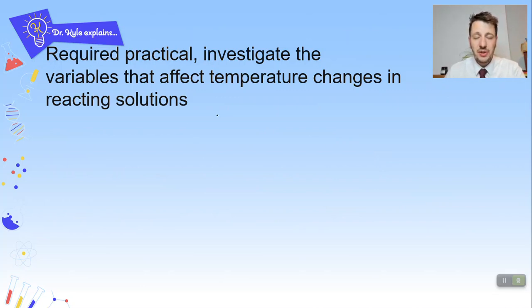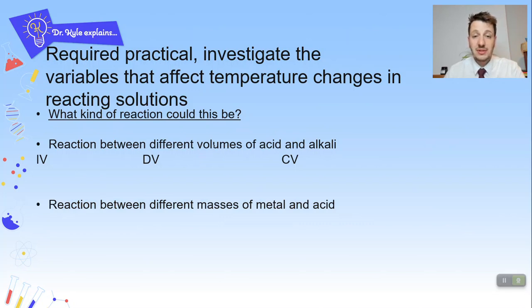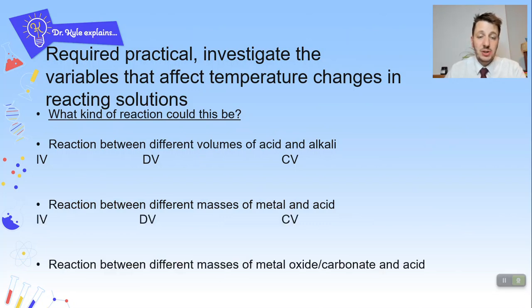It's a little bit different to other required practicals in that it can be asked in several different ways. So what kind of a reaction could this be? It could be the reaction between different volumes of acid and alkali. It could be the reaction between different masses of metal and an acid. And it could be the reaction between different masses of metal oxide or a carbonate. Now, there could be other ways they ask this as well. What is always going to be common here is they are going to ask you to measure the temperature change. And so your dependent variable for all of these, the one you measure, is going to be your temperature for every single one. Just like so.